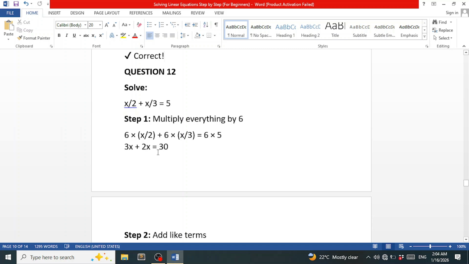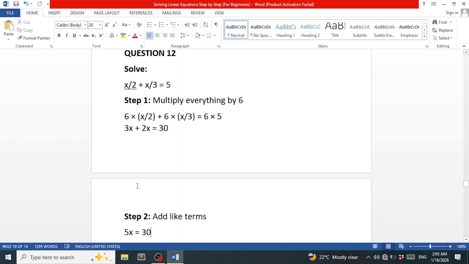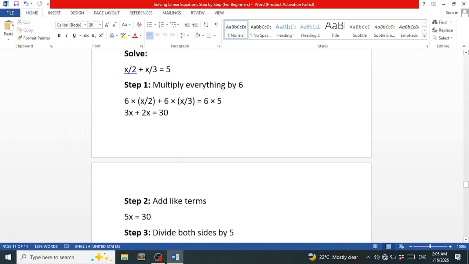Then the next step is to add like terms. This term has got x and this term has also got x. That means we add them. We call these ones terms, by the way. So this is the step. Step 2, add like terms. That is 3x plus 2x, that is 5x right here.